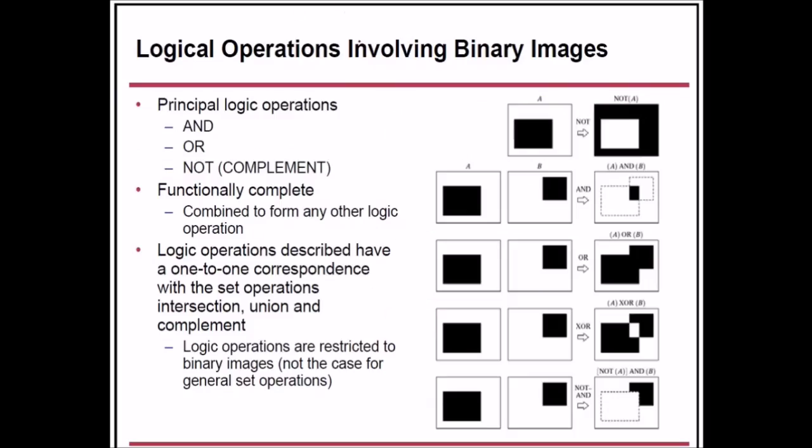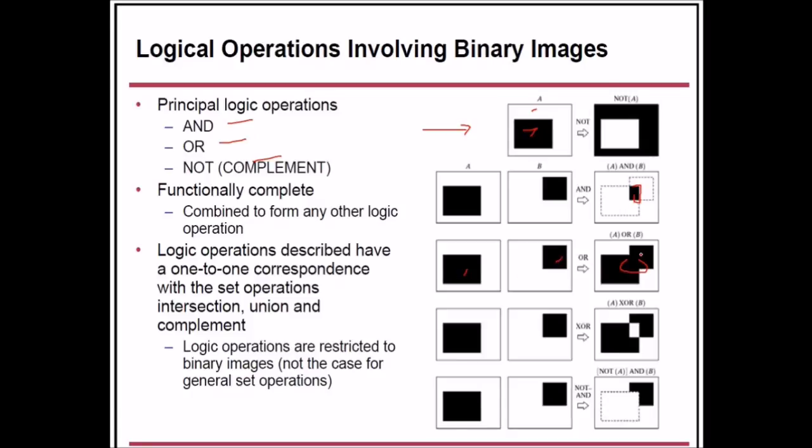Now local operations which involve binary images. The principal logic operations are AND, OR and NOT. This is A, and if we want to find NOT A, then all elements except this black portion will be NOT A. This is A and this is B, and if you combine them and only highlight the region which is common to them, we say A AND B. We combine them and we take this common area.